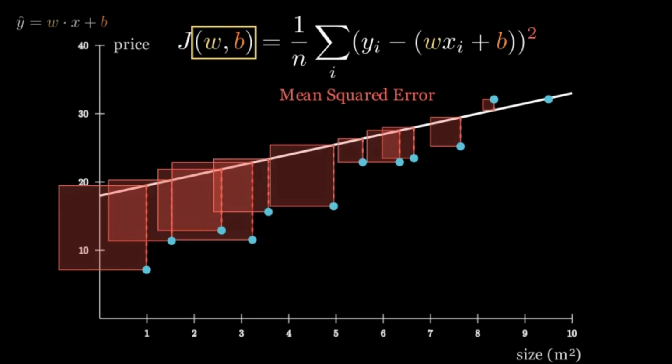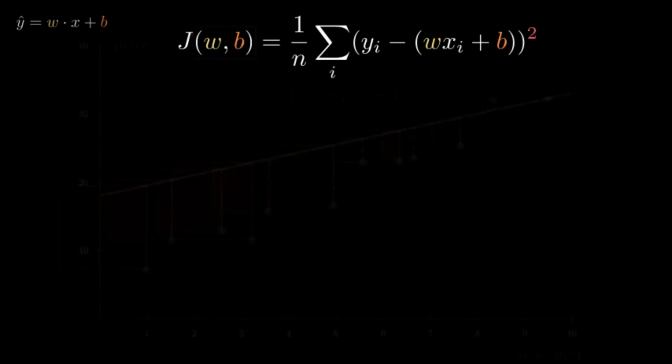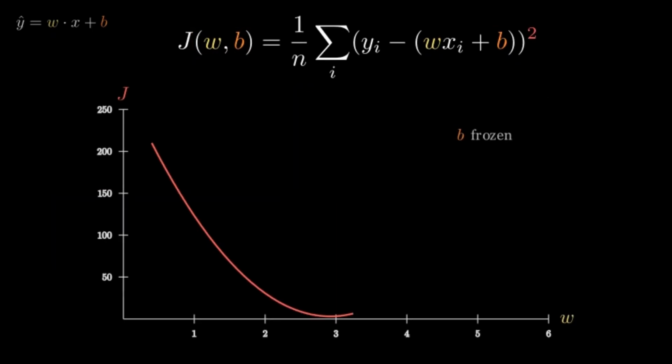To see what that means, freeze the b knob for a moment and turn only w. Every setting of w produces one loss value. Trace them all out and you get a curve: a smooth valley with a single lowest point, the best possible slope. Our current w sits part way up the wall, and improving the line just means sliding down this curve.